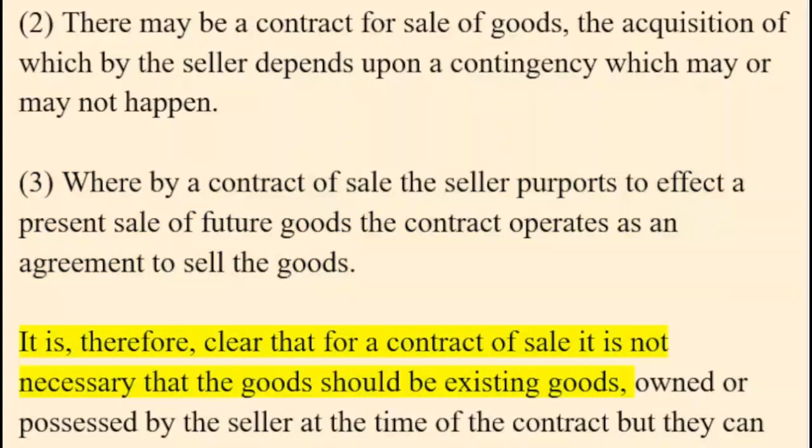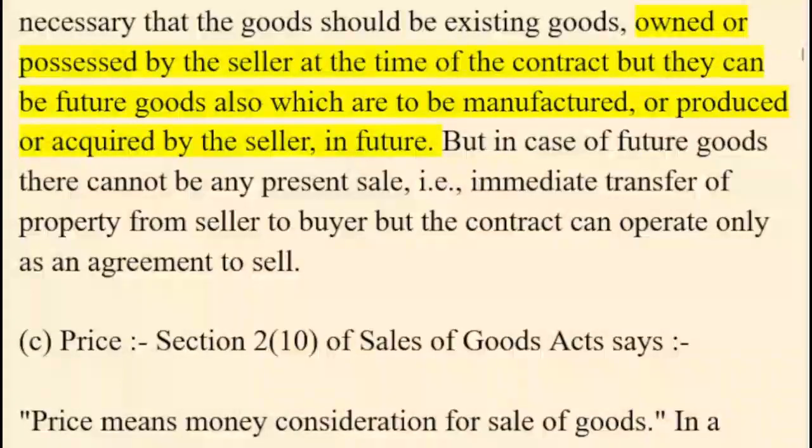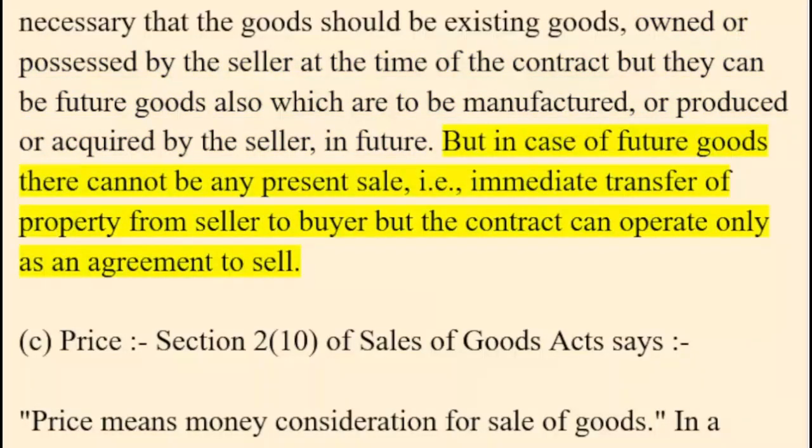It is, therefore, clear that for a contract of sale it is not necessary that the goods should be existing goods, owned or possessed by the seller at the time of the contract, but they can be future goods also, which are to be manufactured, or produced or acquired by the seller in future. But in case of future goods there cannot be any present sale, i.e., immediate transfer of property from seller to buyer, but the contract can operate only as an agreement to sell.